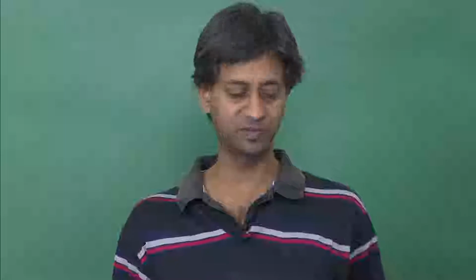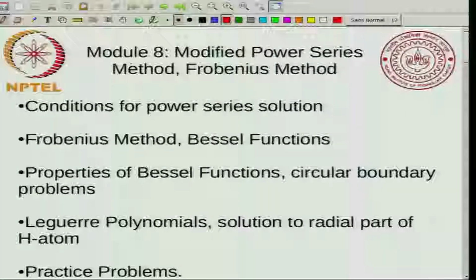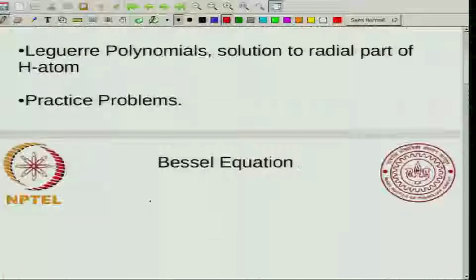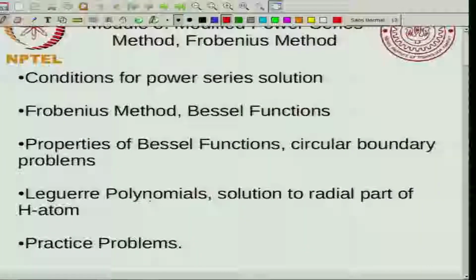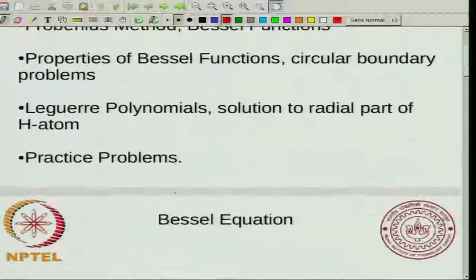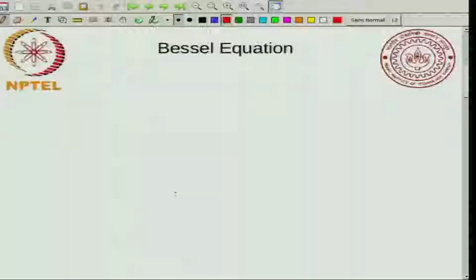So, now that we have seen how to formulate the Frobenius method, let us look at applying it, and we will apply it to a very well known equation called the Bessel equation. Okay. So, let us go to the Frobenius method for the Bessel equation, and this will lead us naturally to something called Bessel functions. Okay. So, what is the Bessel equation?